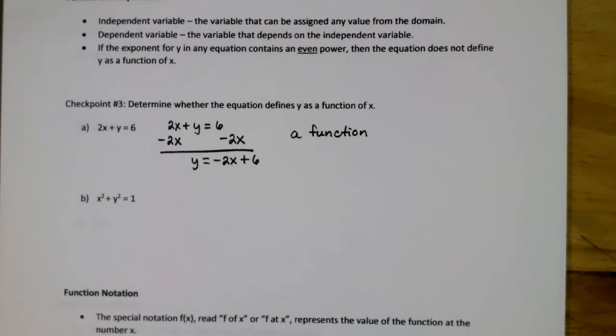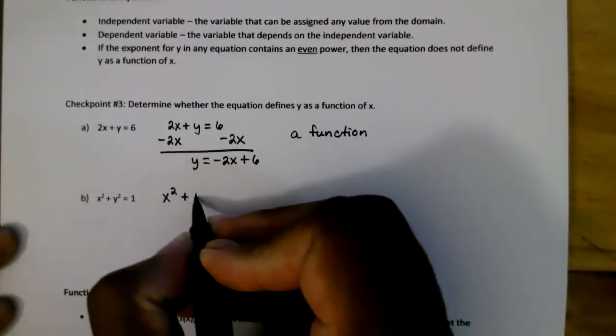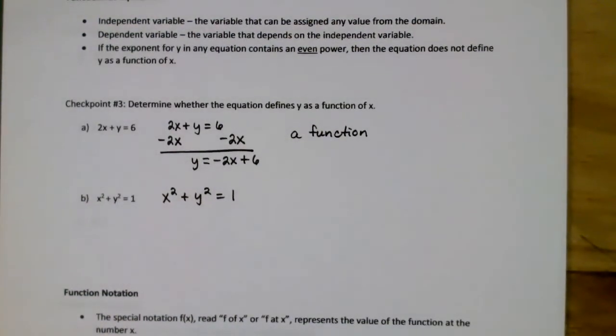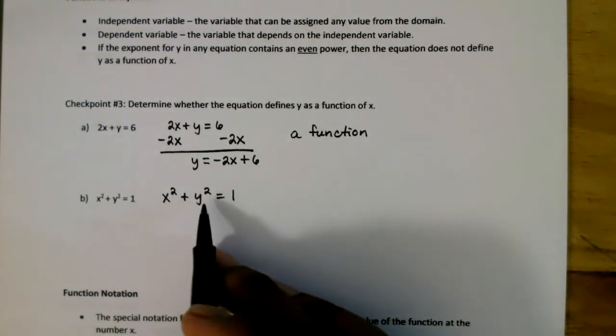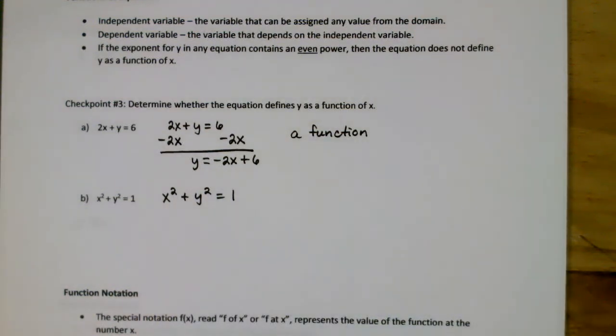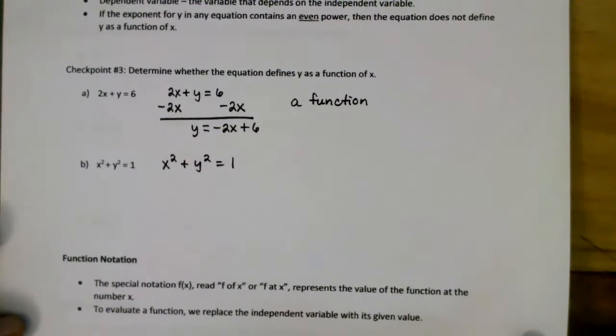Now, how about part B? We got x squared plus y squared equal to 1. I want to determine whether or not that equation is a function. Now you can look at the exponent for y, which is y squared. That's to an even power, so automatically that's not going to be a function. Now, here's a way that you can verify that it's not a function.